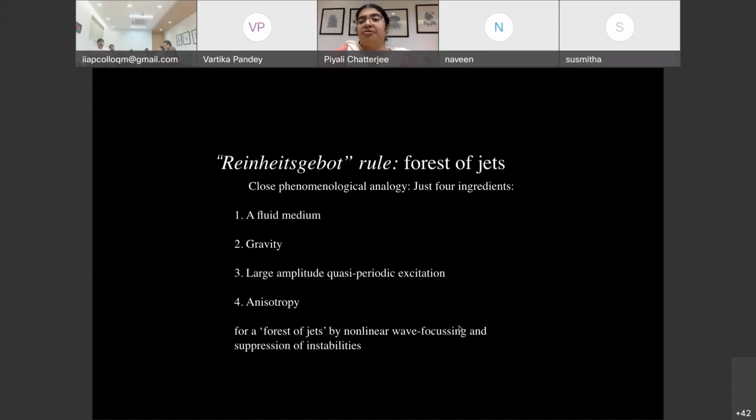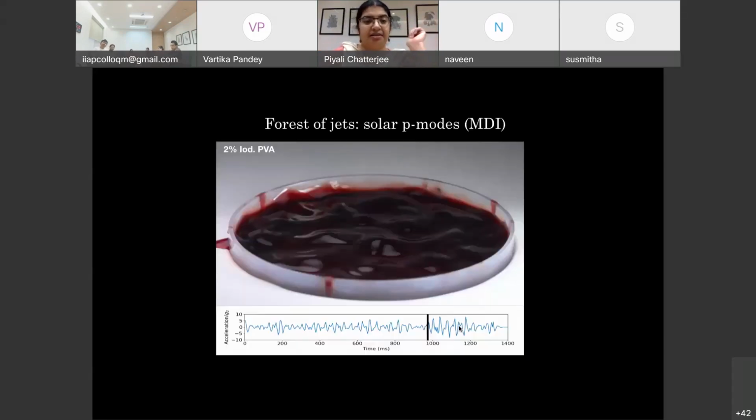So once you have these 4 ingredients in your model, but not just a model, it could be your laboratory experiment as well, you are bound to have a forest of jets. These jets need not be special jets, these are just really general jets, but these 4 conditions are sufficient. I don't say they are necessary, but they are sufficient. And these forests of jets are formed by what is known as nonlinear wave focusing and suppression of instabilities, right?